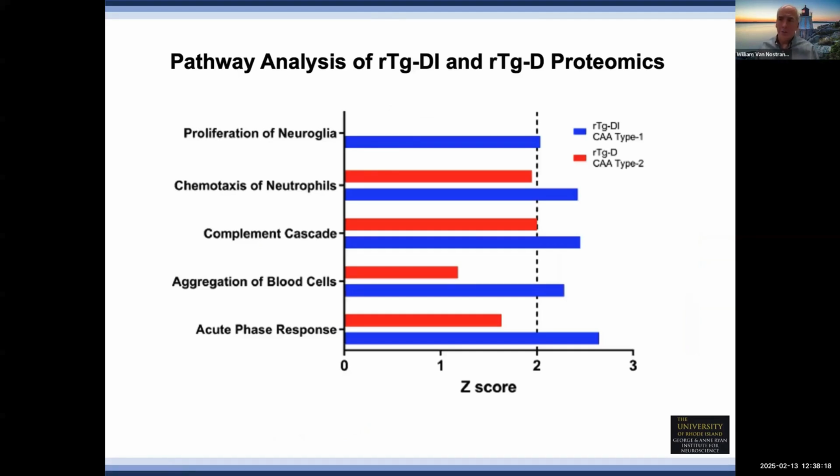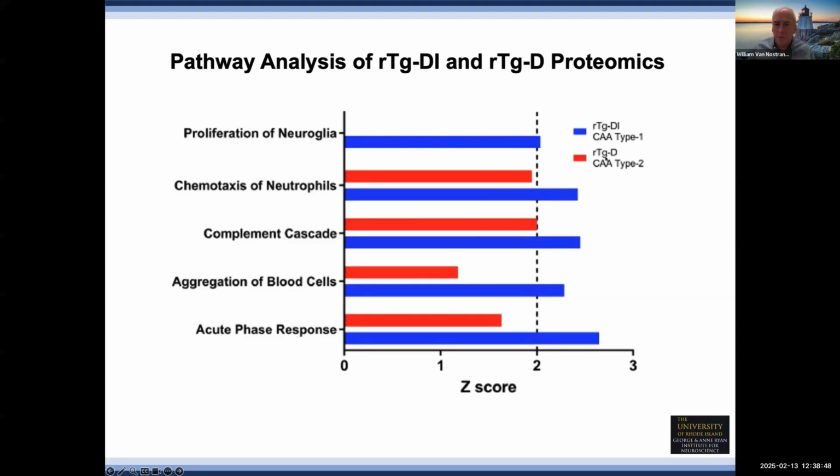Joseph then took this data and performed some pathway analysis to get an idea about pathways that may be upregulated in each of these forms of CAA. Some of those are listed here. Here's an example of looking at proliferation of neuroglia. We see that a score of 2 is considered significant activation. That's significantly activated in RTGDI, but not the RTGD.